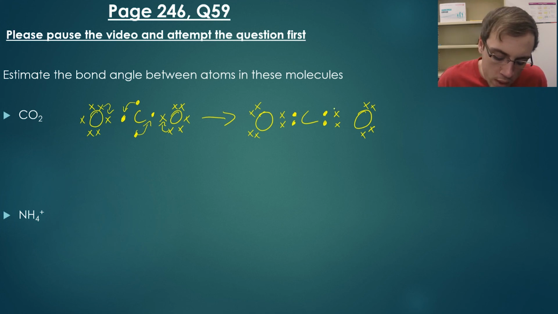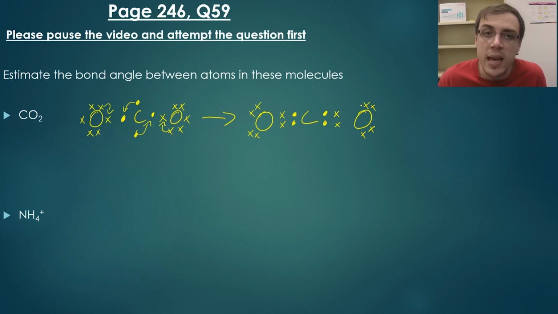Now, what is the bond angle between the atoms in this molecule? The answer for carbon dioxide is 180 degrees because it's linear. Now, I may hear you asking, well, hang on, bro. You said that we had OF2 in the previous example, but that wasn't linear. You said that was bent.